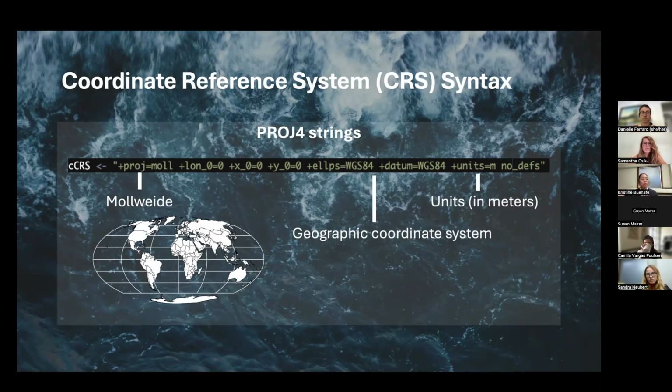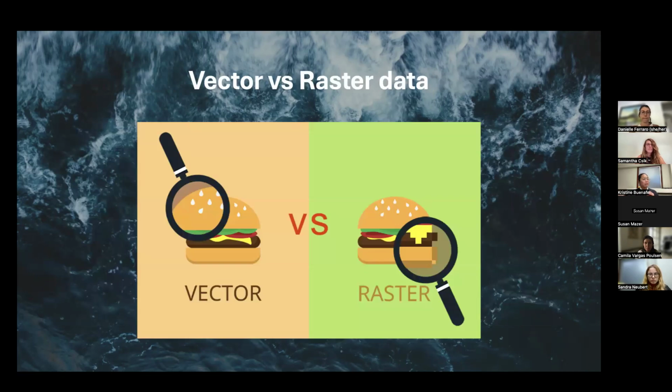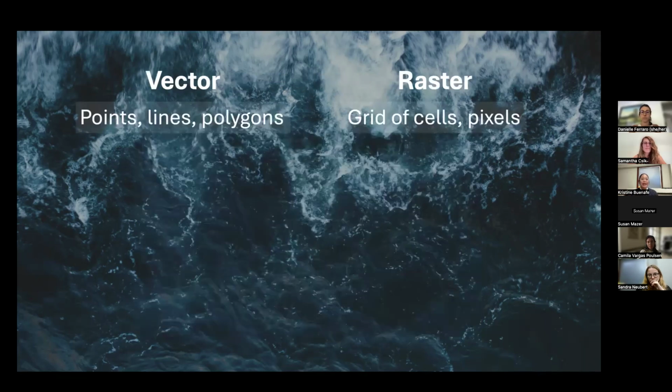So there are different ways that we can represent the projection in R. And just to give a little bit of an overview again of what type of spatial data we have, there are generally two types of data forms where spatial data can be represented. And these terms might be familiar to some of you when looking at illustrations or photos. So there's vector and raster data. And vector data represent points, lines, or polygons, whereas raster data are composed of grids of cells or pixels.